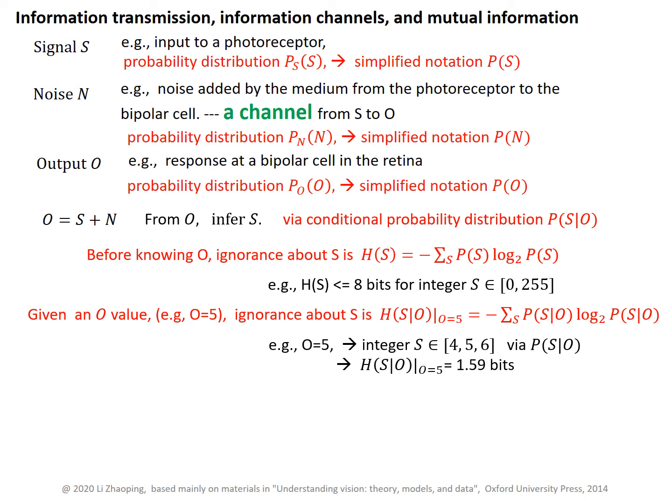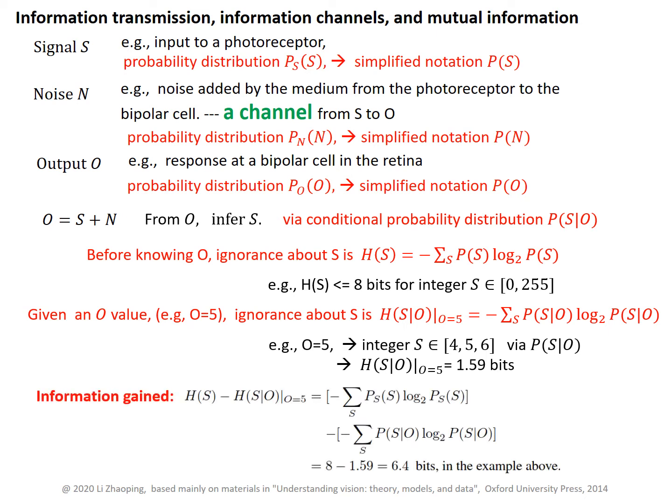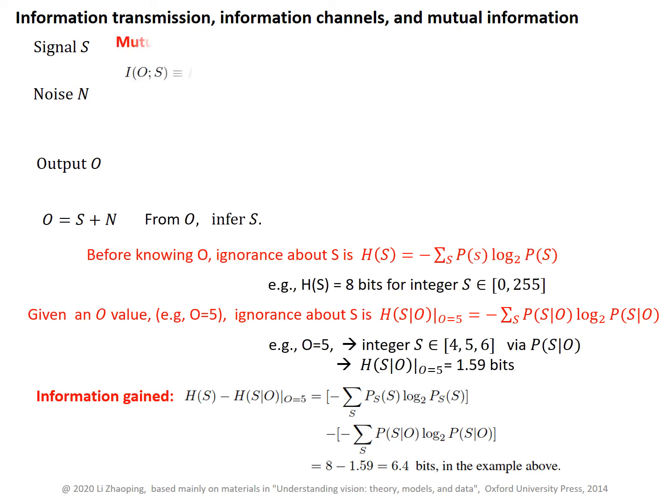Anyway, let's continue. And so therefore, the information gained about S by observing O is the reduction of our ignorance from the original entropy to the conditional entropy. So in our example, the entropy went down from 8 bits to 1.59 bits. And so the information gained is then 6.4 bits. So the mutual information is defined by this information gained.